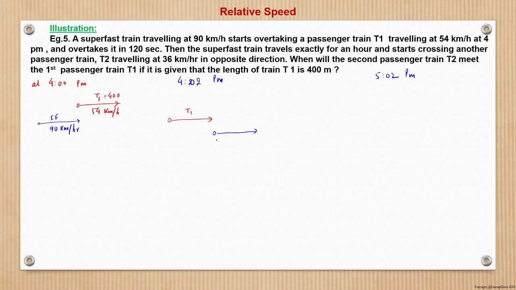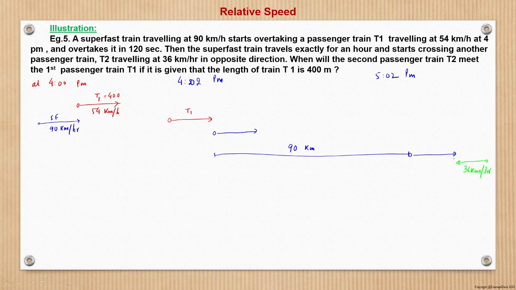In 1 hour, what happens? The rear end of the train would have covered a distance of what? At a speed of 90 kilometer per hour, 90 kilometer, from this point to this point, right? The rear end. So the train would be somewhat like this and starts crossing another train T2 traveling at 36 km per hour in opposite direction. So there is another train coming here at 36 km per hour in opposite direction.